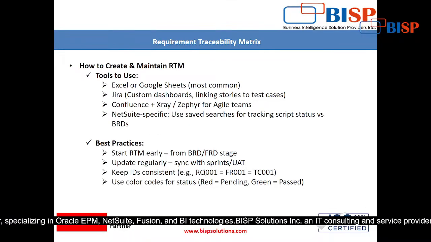Now first of all, creation: I have explained how to create. Tools to be used: Excel, Google Sheets, Jira, Confluence, NetSuite. Specification: use saved searches for tracking script status versus BRD. There are so many things. Then best practices. The best practice is to start RTM early, from the BRD and FRD stage. Yes, this is the best practice. Start RTM early only.